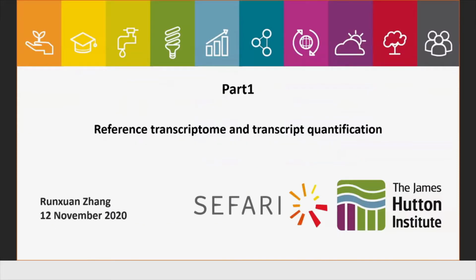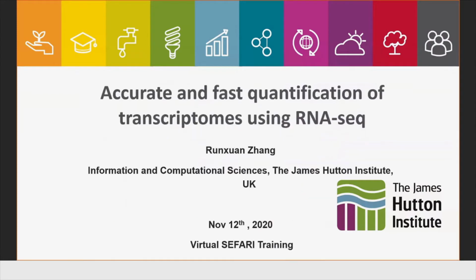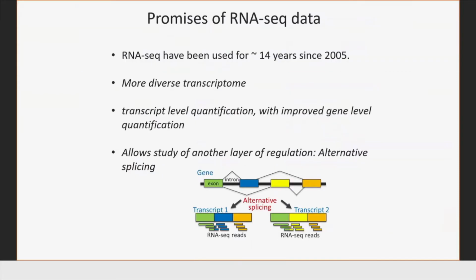Okay, I'll get started with this part of the presentation then. In the first part, I will talk about accurate and fast quantification of transcriptomes using RNA-seq data. RNA-seq has been available for us to use for about 15 years now, since 2005. It promised a more diverse transcriptome compared to the early technologies of microarray, and it allows transcript level quantification with improved gene level quantification as well. More importantly, I think RNA-seq data allows the study of another layer of regulation, which is alternative splicing.